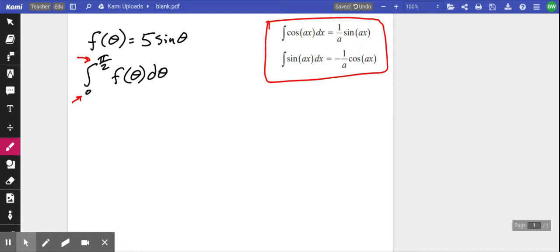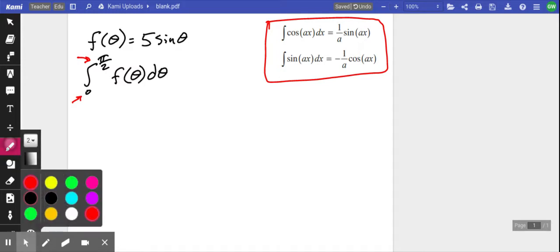If we were graphing this, we're looking at a horizontal axis of theta, and we're trying to find the area under the curve from theta is equal to 0 to theta is equal to pi over 2. So how do we do that?